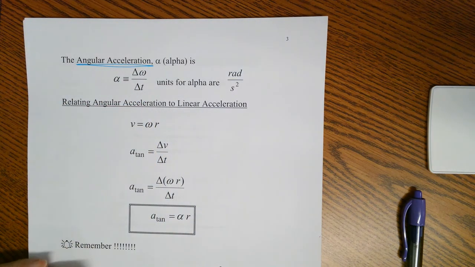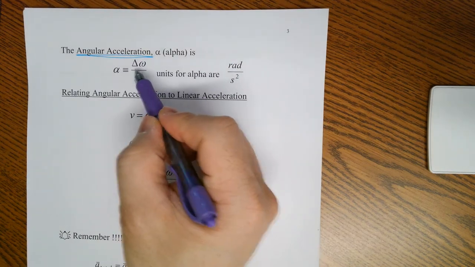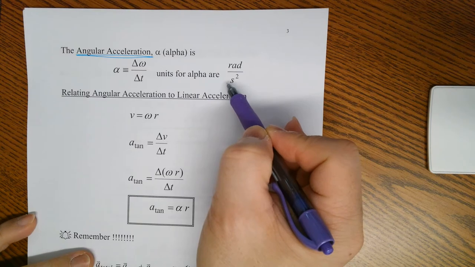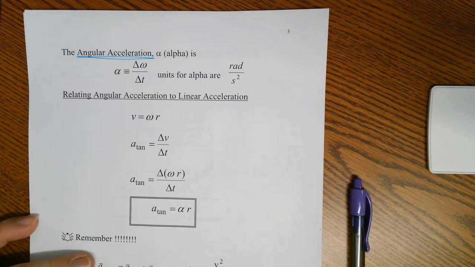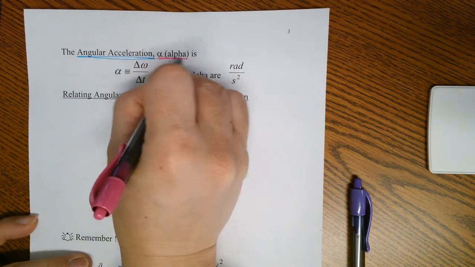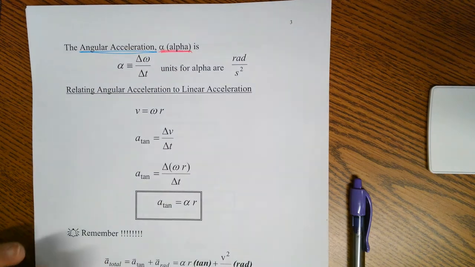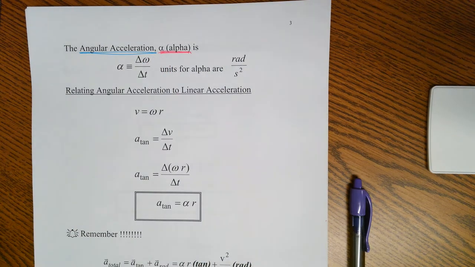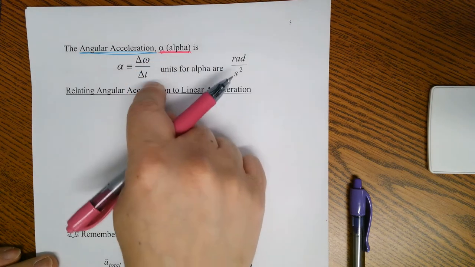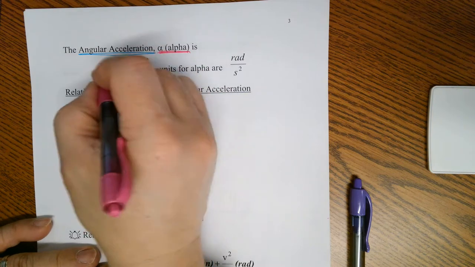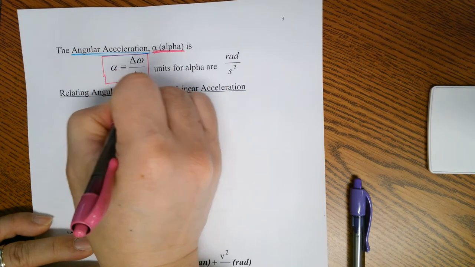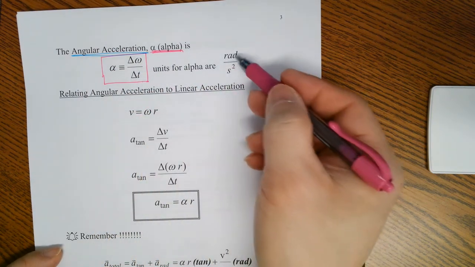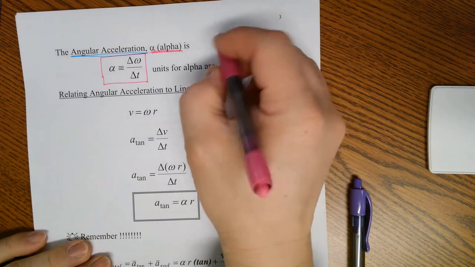Now, angular acceleration has unit of radians per second squared. And it is represented with that little fishy thing, right? The little fishy thing is called alpha. Alpha is the first Greek letter in the Greek alphabet. This is a lowercase alpha. Okay. So alpha is equal to change in omega over change in time. And since we know omega is measured in radians per second, and if you divide that by seconds, you're going to have radians per second squared. Okay, so this is the unit.